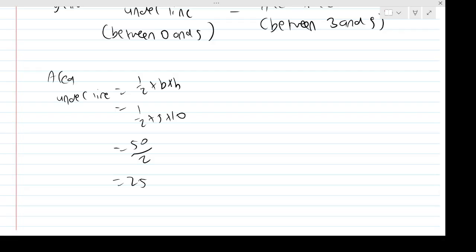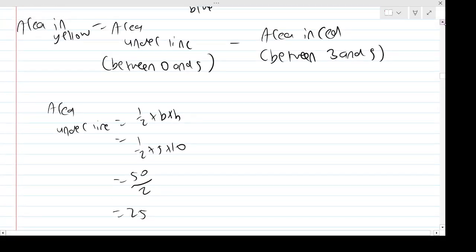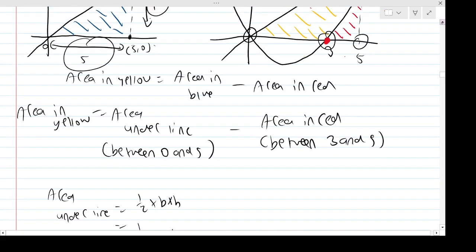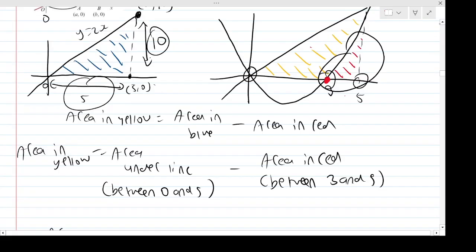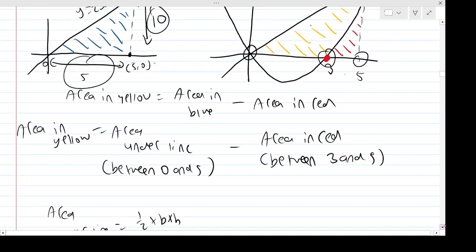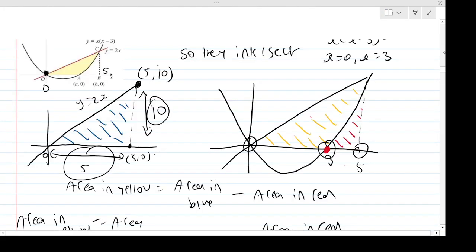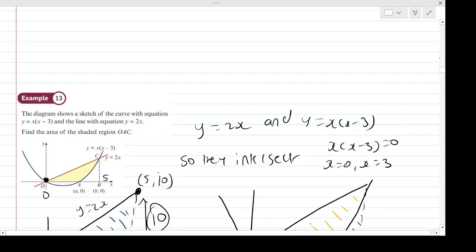Okay, so we dealt with that bit. Now the area under the curve, the area in red, which we need to work out next. As we discussed again, it is between 3 and 5. So the area under the curve is between 3 and 5. So we're integrating between 3 and 5 of the curve. Now the curve is x(x minus 3).